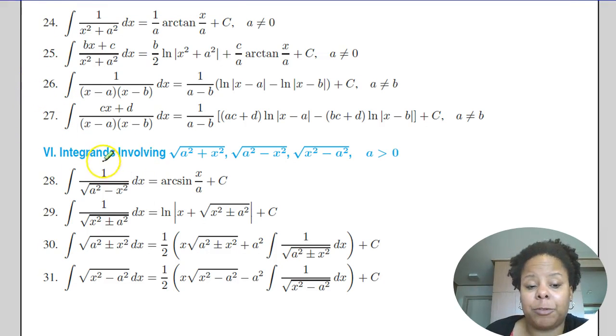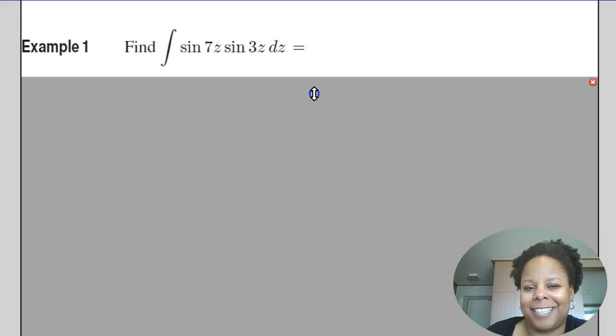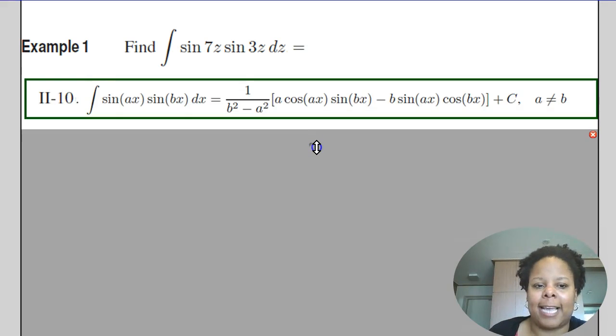Okay, these examples are coming straight from your textbook, which has more detailed written solutions, so you can use that as a resource too. So we take a look at example 1, which is find the integral of sine of 7z times sine of 3z dz. Well, I recognize that going to my table of integrals because it's a product of sines, as section 2, number 10, which looks like this.